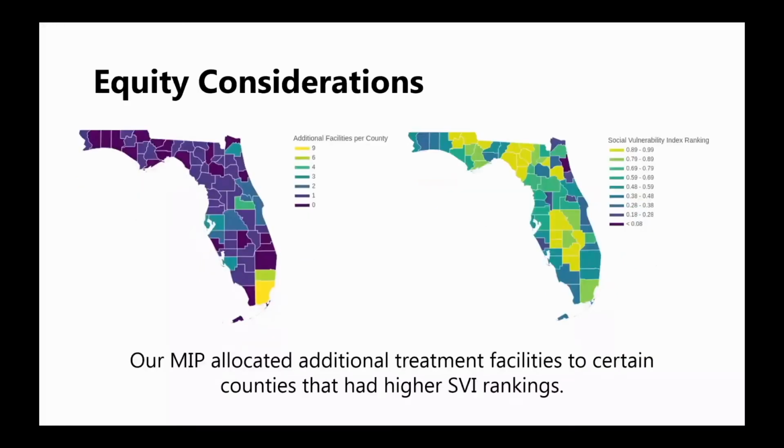In terms of equity considerations, as I said before, we also are trying to take into account socioeconomic factors. So our MIP did end up allocating additional treatment facilities to certain counties that had higher SVI rankings. However, we did notice that since certain counties already had a large number of current facilities because they had large populations, the distributions weren't exactly able to match up between the number of facilities distribution and the SVI distribution. But our model did allocate at least one additional facility to most counties that had higher SVI rankings.